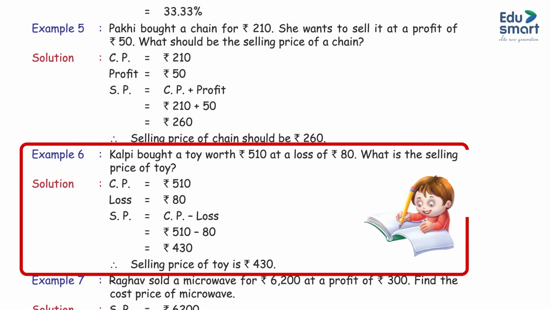Example 6. Kalpi bought a toy for rupees 510 at a loss of rupees 80. What is the selling price of the toy? Solution: CP is equal to rupees 510. Loss is equal to rupees 80. SP is equal to CP minus loss, rupees 510 minus 80, is equal to rupees 430. The selling price of the toy is rupees 430.